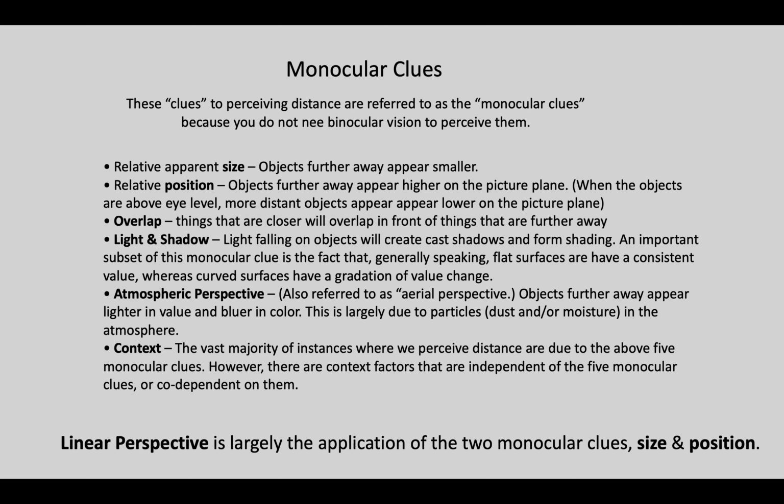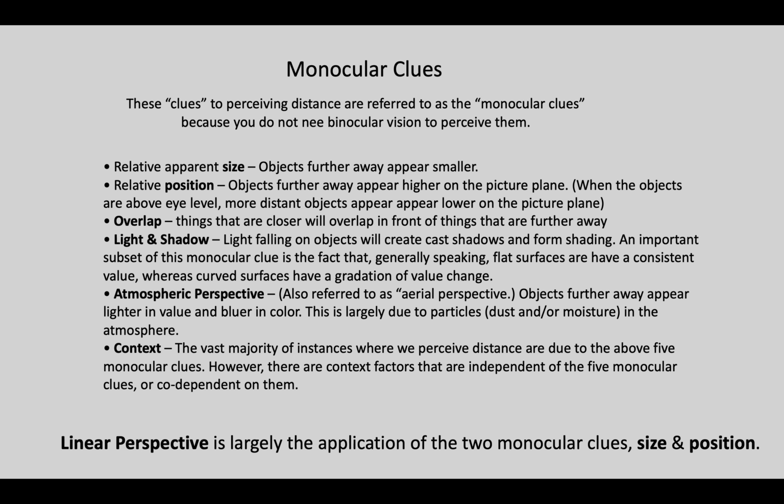Atmospheric perspective, also known as aerial perspective, is what happens with distant mountains. They're bluer, they're fainter, they lack detail. Atmospheric perspective. Those are the 5 main monocular clues. There is one more, and it's a little hard to even find examples of it. The vast majority of ways we interpret three-dimensional depth are with those 5 I just mentioned.